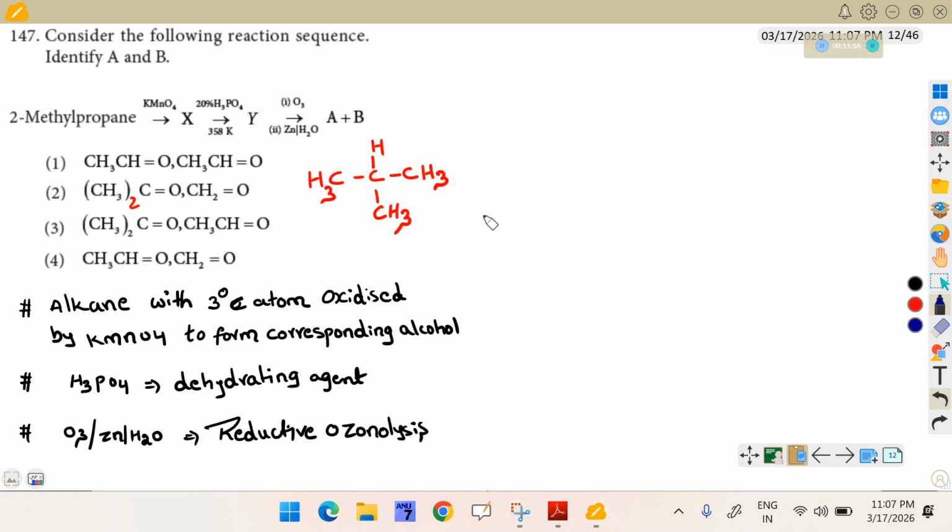Identify A and B in the following reaction. 2-methylpropane reacts with KMnO4. 2-methylpropane is an alkane with a 3 degree carbon atom. In the presence of KMnO4, oxidation takes place and it gives the corresponding alcohol, CH3, COH, CH3, CH3.